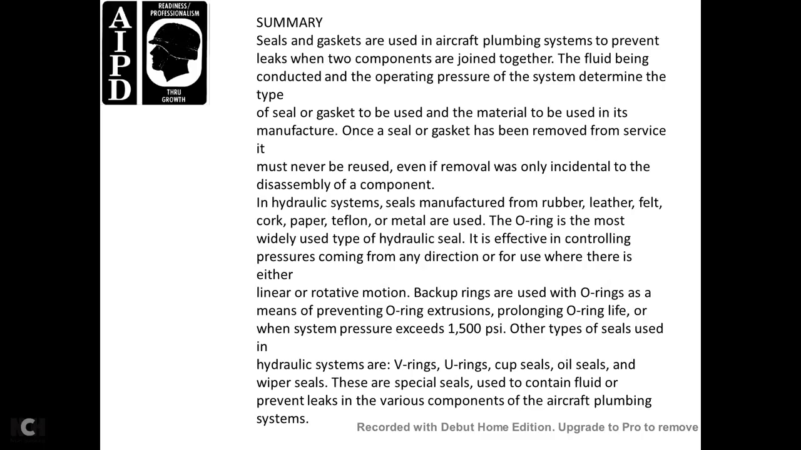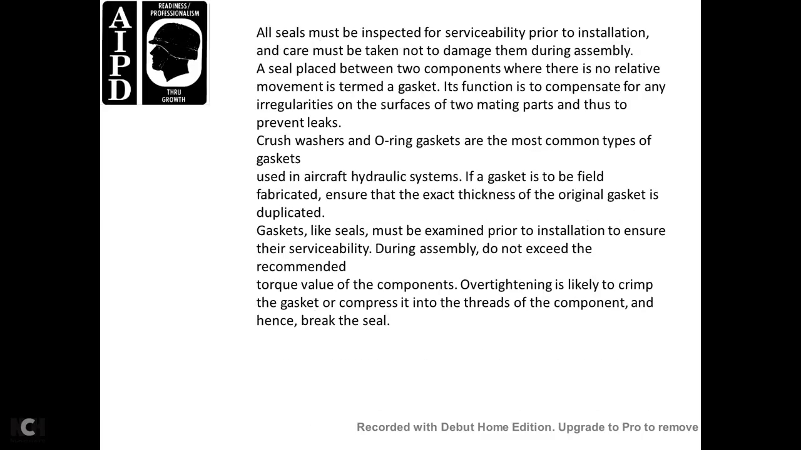Hydraulic systems use V-rings, U-rings, cup seals, oil seals, and wiper seals. These are special seals used to contain the fluid and prevent leaks in various components of the aircraft plumbing system. All seals must be inspected for serviceability prior to installation. Care must be taken not to damage them during assembly. Seals are placed between two components that have relative movement.